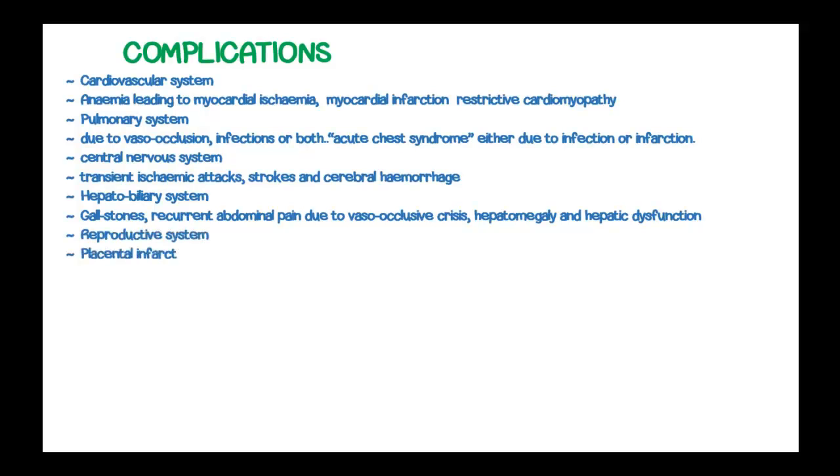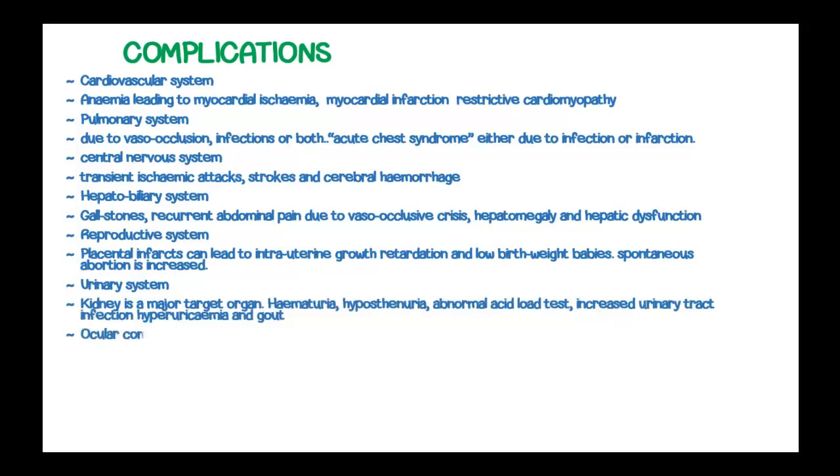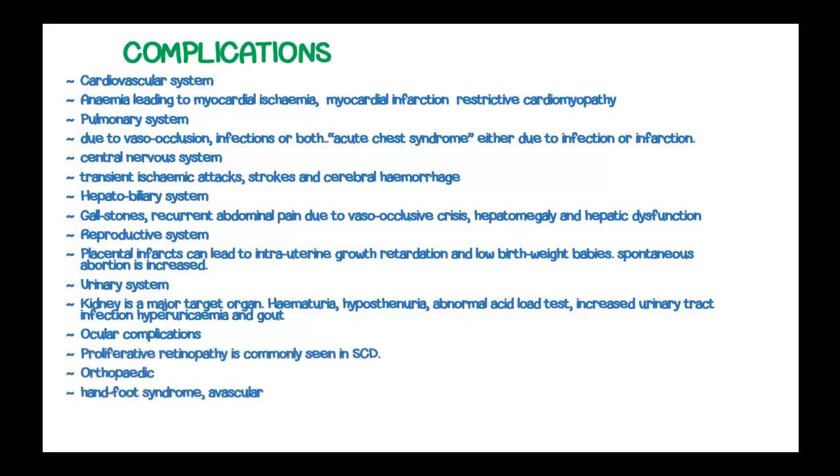Reproductive system, there will be placenta infarcts that lead to intrauterine growth retardation. Low birth weight, spontaneous abortion is increased in these patients. And in the urinary system, there will be kidney failure, hematuria, hyposthenuria, increased urinary tract infection, hyperuricemia, and gout. And there will be retinopathy, hand-foot syndrome, avascular necrosis of the hip, osteomyelitis, skin ulcers around the ankle joint.